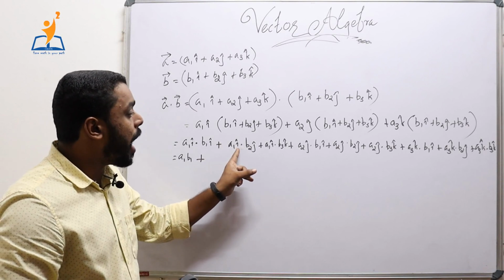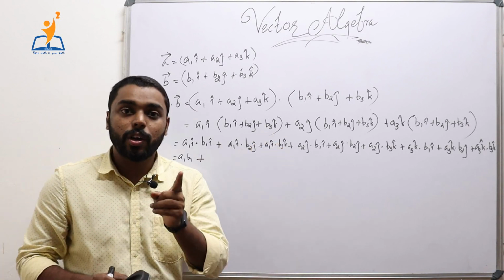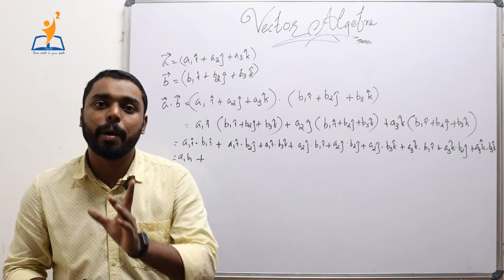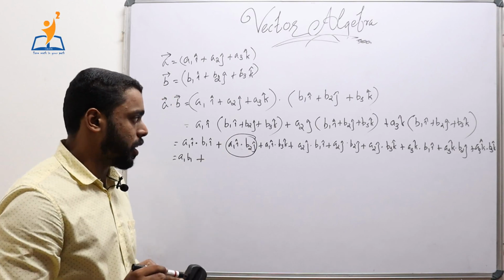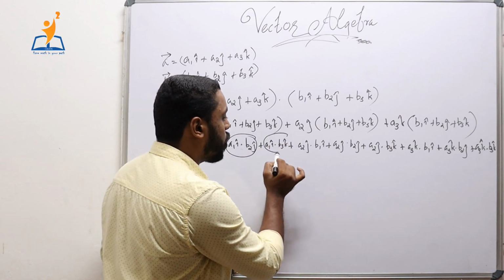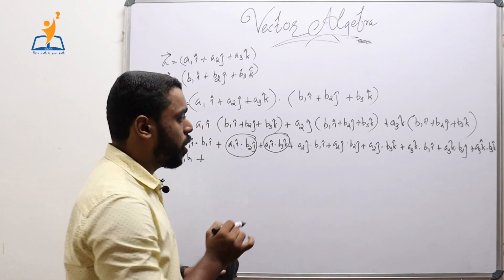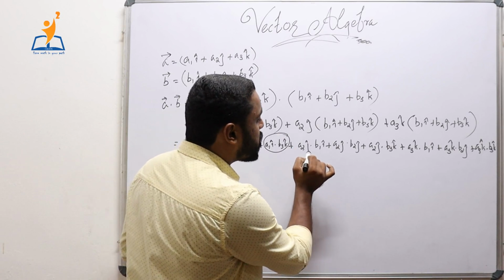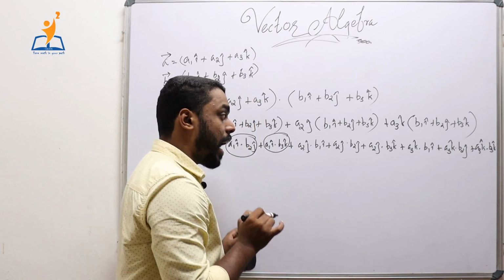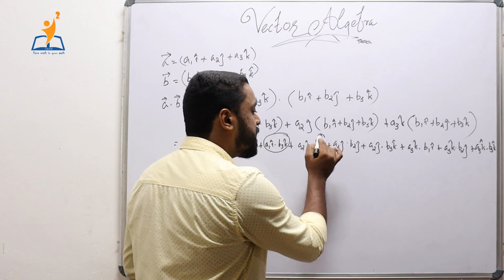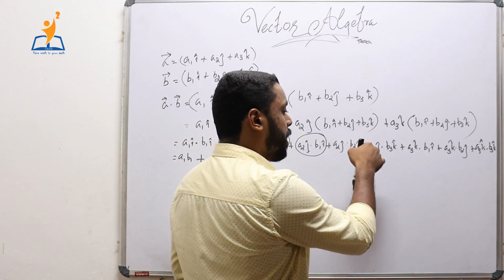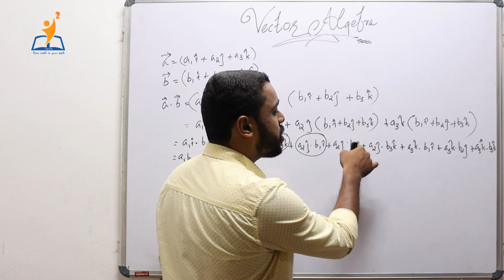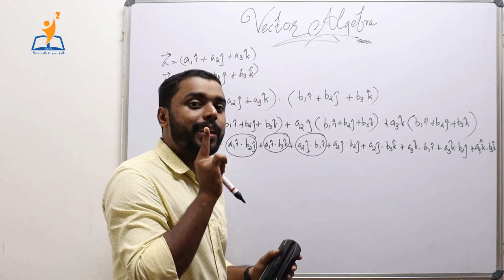a1 b2 into i dot j cap. We have already proved that i dot j cap is nothing but 0. So this product becomes 0. Similarly, this product i dot k cap also becomes 0. Now, a2 j cap dot b1 i cap. j cap dot i cap is again 0. a2 j cap dot b2 j cap. See, j cap dot j cap is nothing but mod j square, equal to 1.